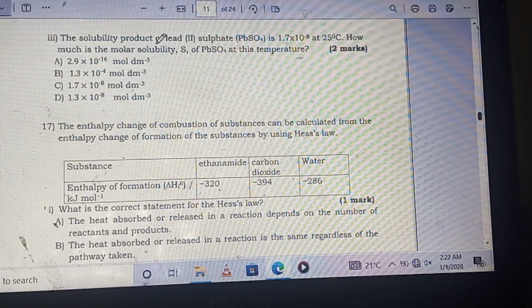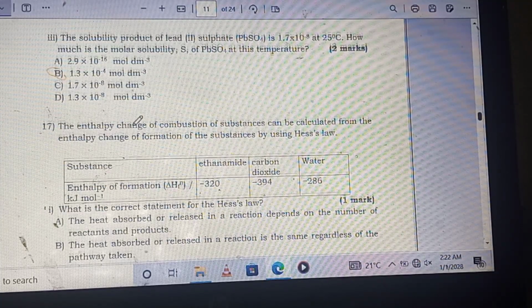The solubility product of lead sulfate is 1.7 times 10 power negative 8 at 20 degrees Celsius. How much is the molar solubility of lead sulfate at this temperature? The correct answer is letter B, 1.3 times 10 power negative 4 molar per decimeter cube.